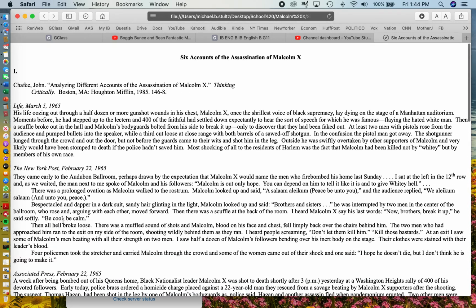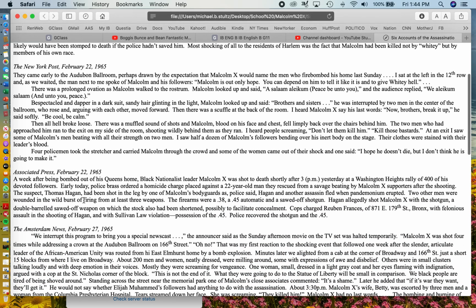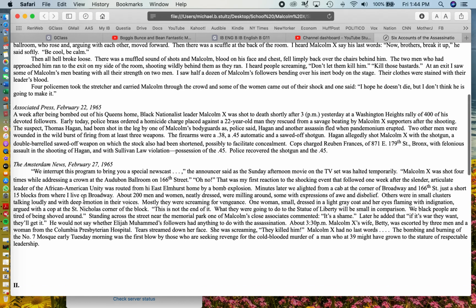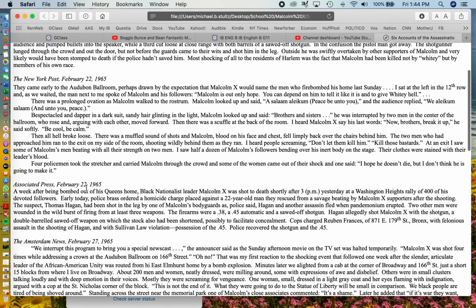Also, pay close attention to the dates. Some of them are written in March, well after the fact. It looks like most of them are published on the 22nd, probably the day after Malcolm was shot. So he was shot on the 21st. The different deadlines suggest obviously a different style of writing. And the Amsterdam News published almost a week after because it's biweekly.